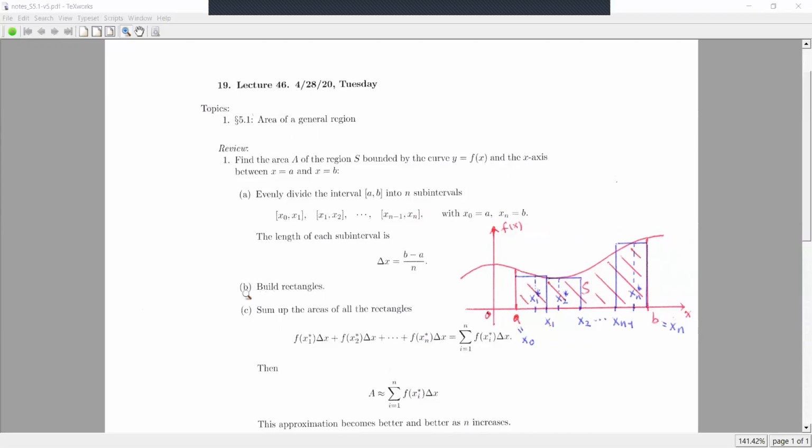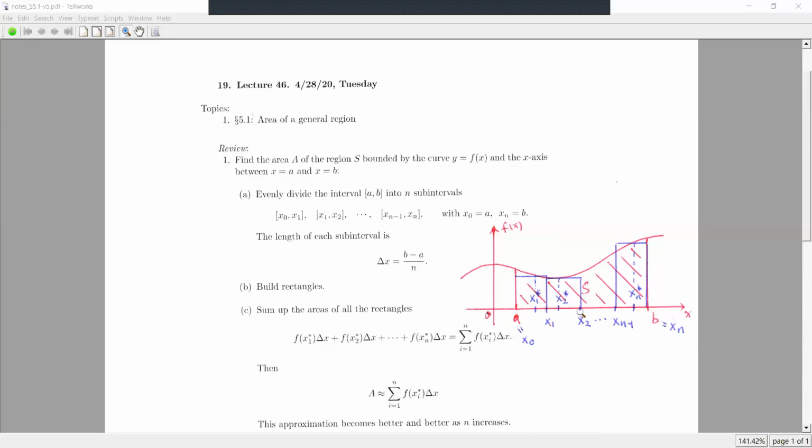This is step 2. On the first subinterval, arbitrarily pick a point, x1 star. Usually, this point is the left end point or the right end point or the midpoint of the subinterval, but it can be any other point in the first subinterval. Now I use the function value at x1 star as the height to build one rectangle.